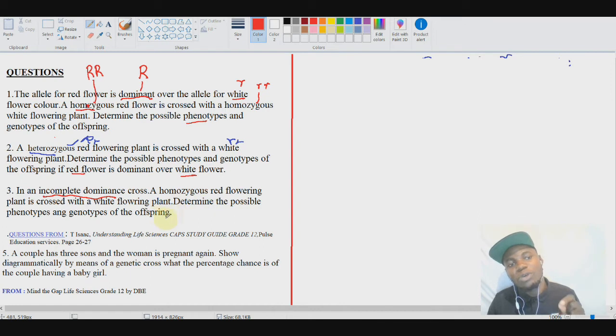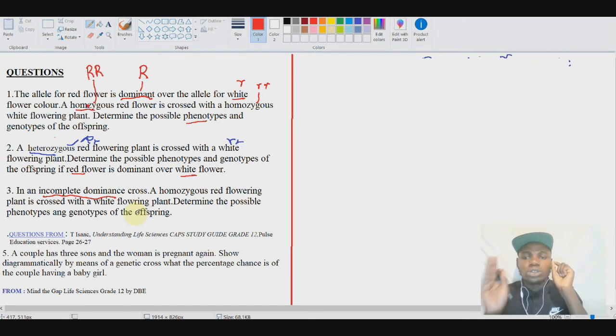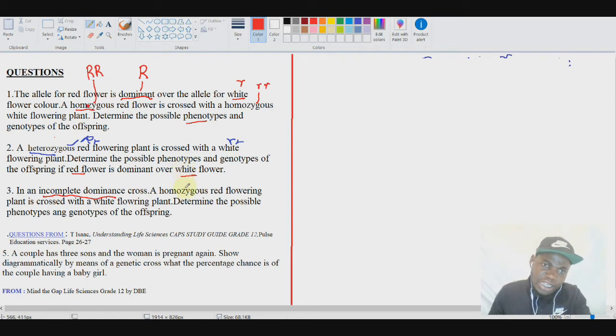Determine the possible offspring, the possible genotype and phenotype of the offspring. So in this case, you know that you have a red and a white flower. Now the first statement said that it's an incomplete dominant, that means the offspring will look totally different from the mother and the father. It will have its own unique color that is intermediate of both colors.